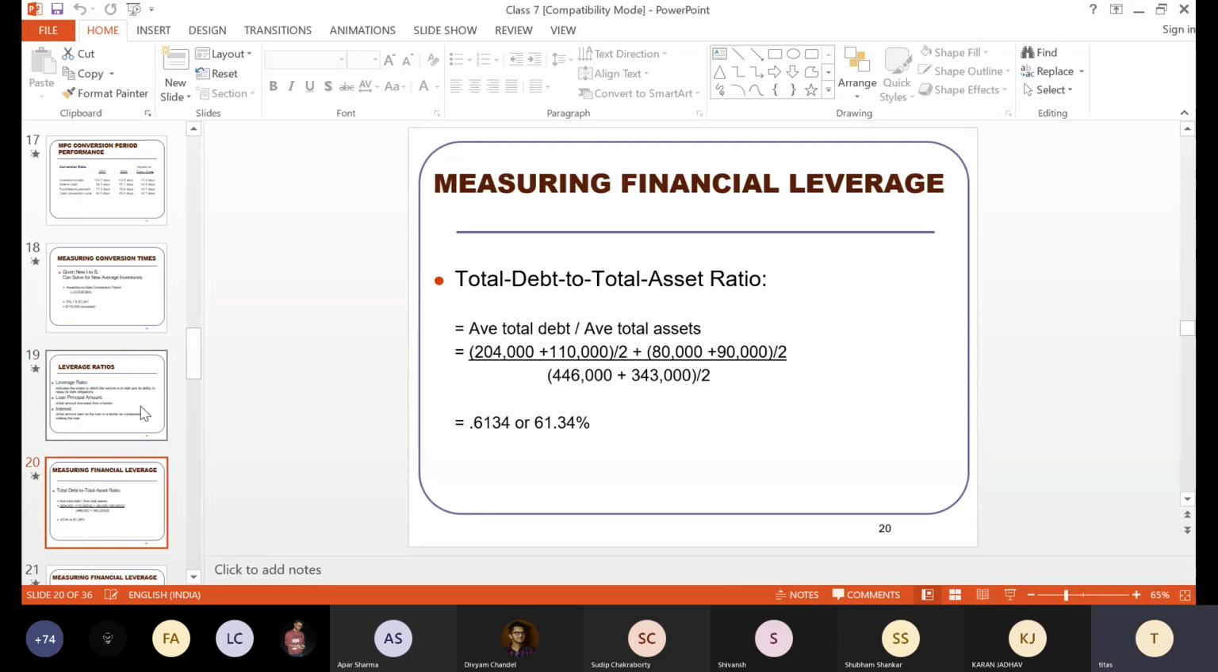One is the total debt to total asset ratio. So out of that total asset, how much is supported by debt? How much is supported by equity? We are going to get these numbers from our balance sheet itself.